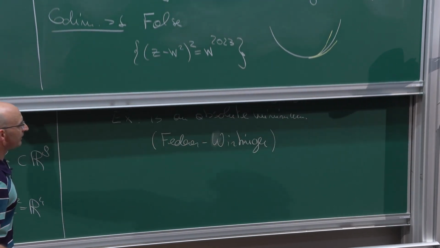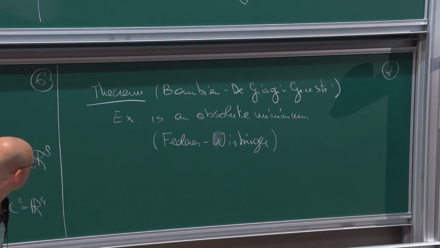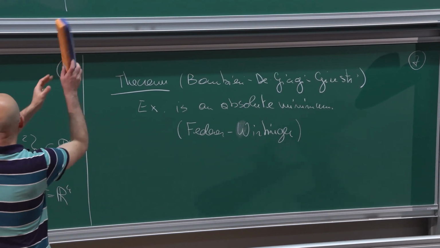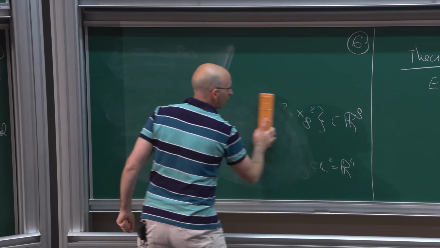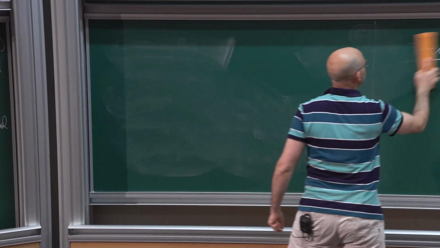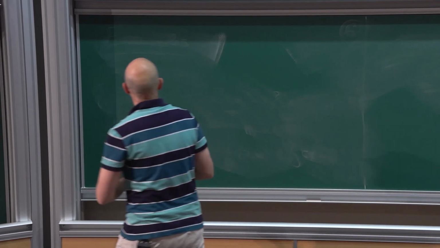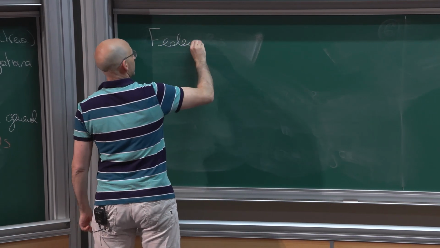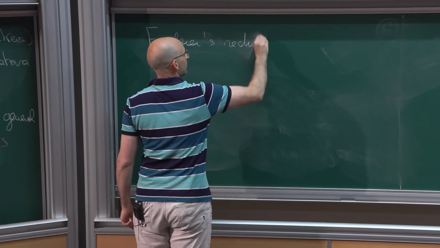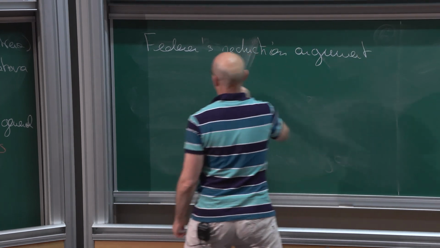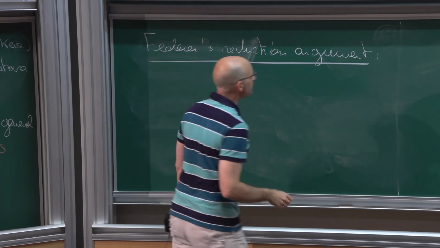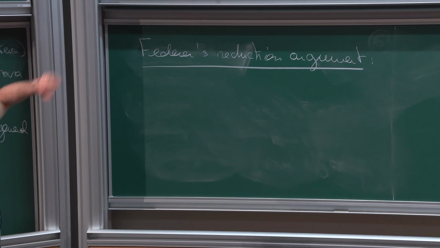OK, so now what can I do, though? In codimension 1, equipped with this, there is something which is called Federer's reduction argument, which is essentially playing on the following extra information that is still coming from the monotonicity formula.